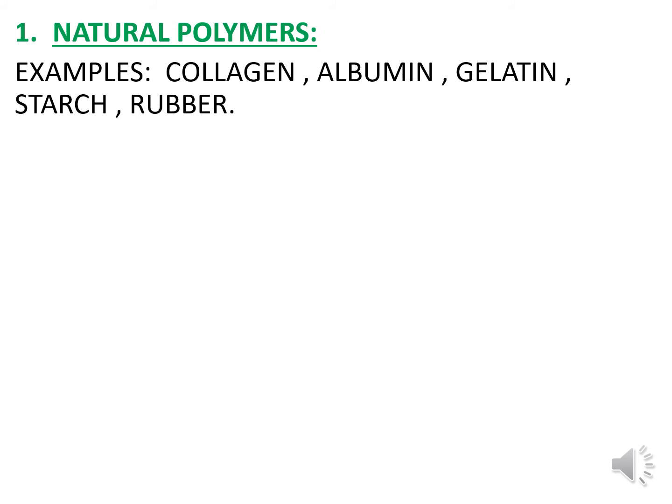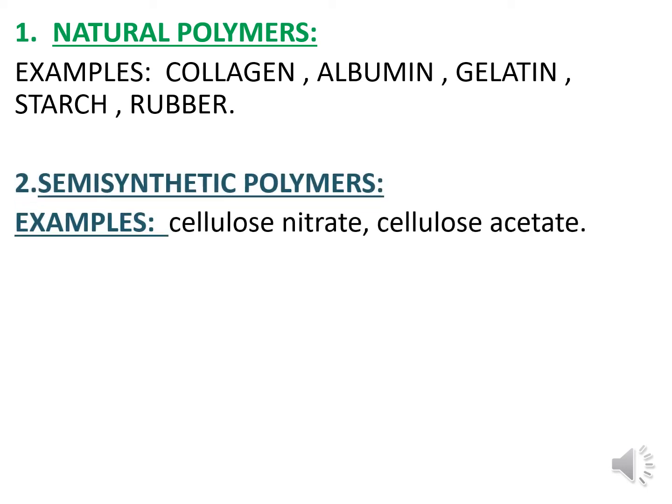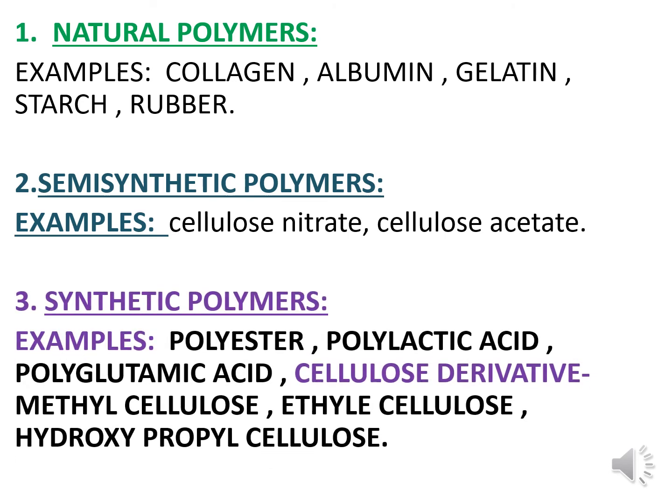Natural polymers represent a truly renewable source, and being natural they have no adverse impact on human or environmental health. Examples: collagen, albumin, gelatin, starch, rubber. Second, semi-synthetic polymer examples are cellulose nitrate, cellulose acetate. Third, synthetic polymer examples are polyester, polylactic acid, polyglutamic acid, cellulose derivatives, methyl cellulose, ethyl cellulose, hydroxypropyl cellulose.